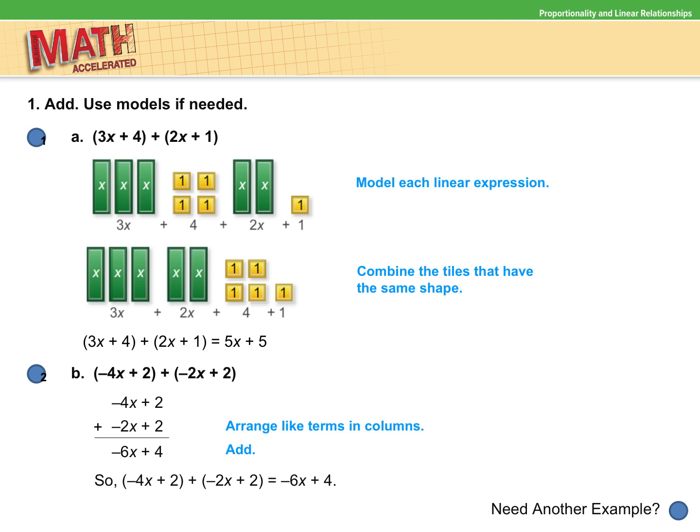Okay? So, what these models stand for, there's 3x, so they have 3 x bars. X's are resembled as those bars. And then we have 4. And the 4, it's a constant, and they use it as units, so they have 4 ones boxes. And then same thing with the 2x and the 1. So to get from step 1 to step 2, they just put them together. What we're going to do algebraically is a similar process.